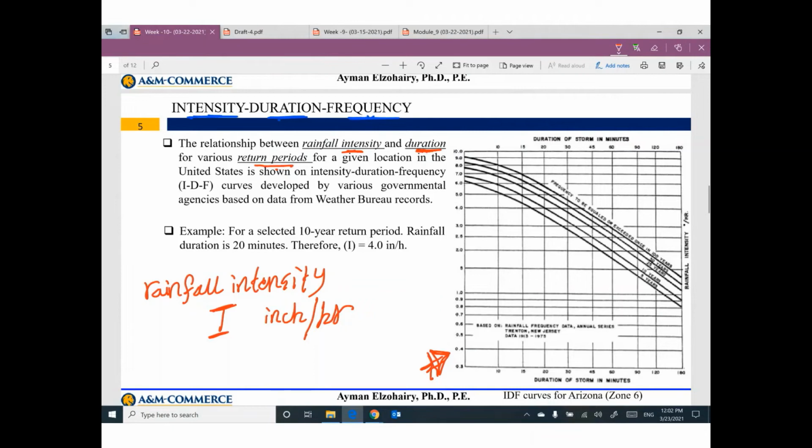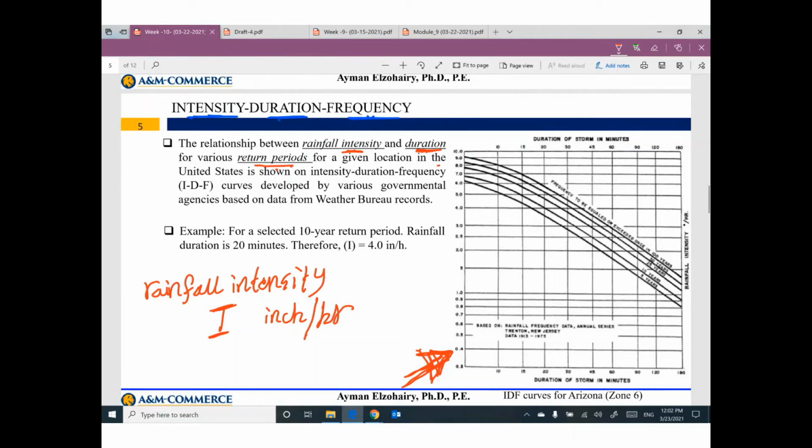So the relationship between rainfall intensity and the duration for various return periods for a given location in the United States is shown on the intensity duration frequency. So for Commerce, for Greenville, for Dallas, for Houston, for every single city in the United States, we can expect this chart for every city.